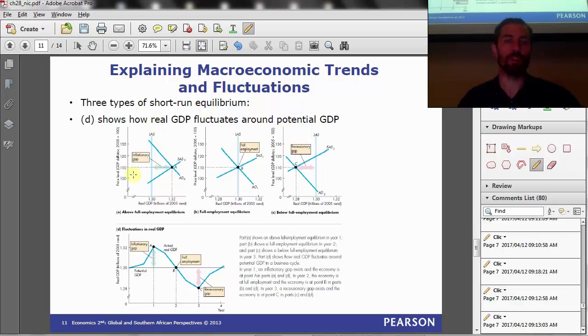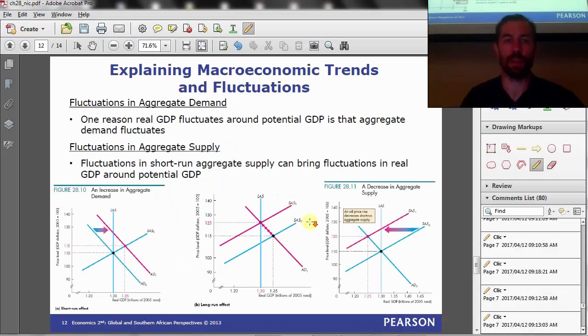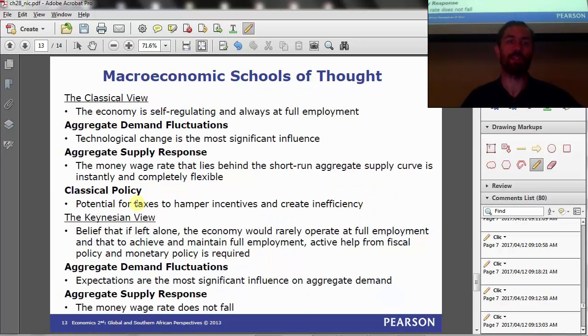So here, in your textbook it shows plotting a similar story to what we've plotted here, but they've just separated out the diagrams. And again, the same story, just a different set of diagrams. And then finally we end with these different schools of thought.